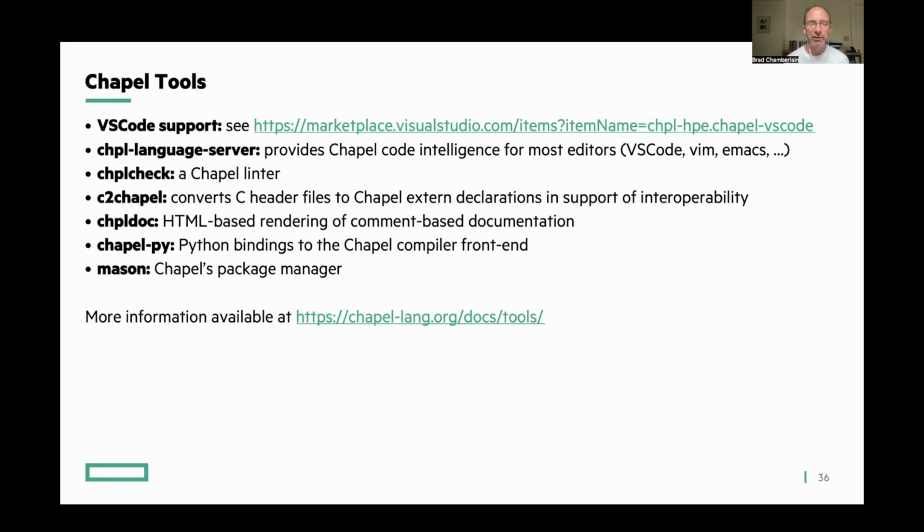We have a Chapel linter. We have a program that converts C header files to Chapel extern declarations to help interoperability that I was talking about before. We have chpldoc that renders documentation for Chapel programs from their comments. We have Python bindings to our Chapel compiler's front end, which can be very useful when you're writing tools that want to analyze Chapel programs. And we have a package manager called Mason. We have other tools as well. These are the ones I think of as the most important and main ones, and you can get more information about these and the others at the link here.